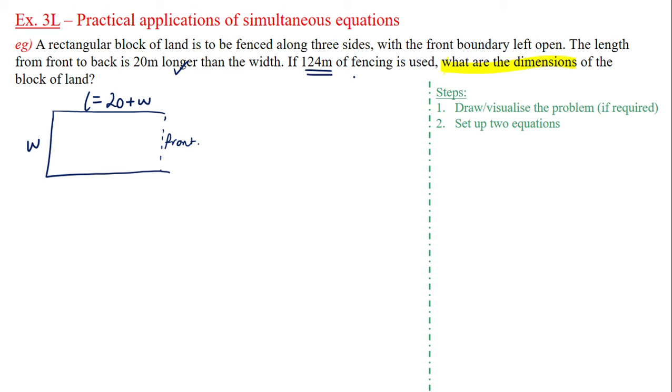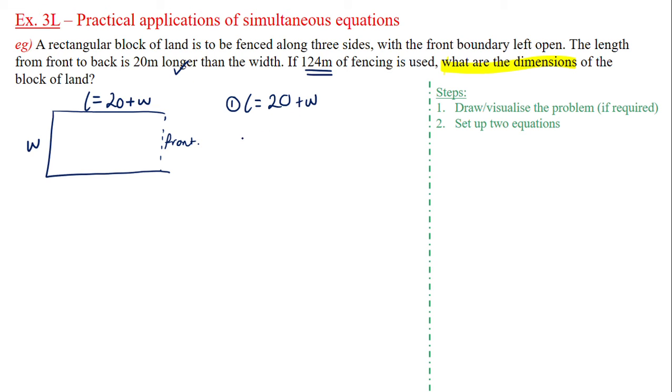We need to set up two equations, obviously, if we're dealing with simultaneous equations. Simultaneous means there are two of them. Our first we've already indicated in the diagram. So our length is 20 plus the width.